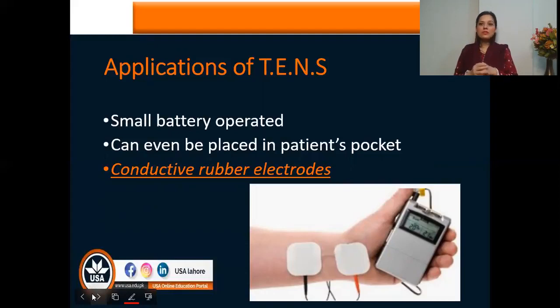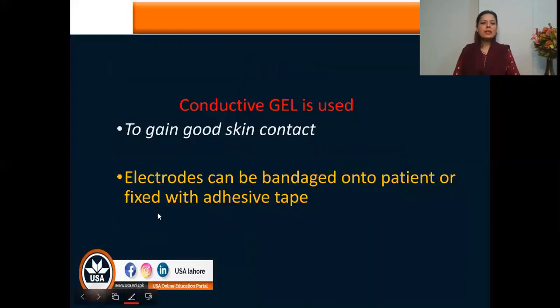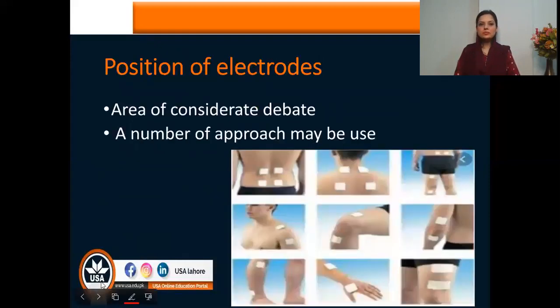Coming towards the application of transcutaneous electrical nerve stimulation, it is a small battery operated unit. You can see in the picture, it can even be placed in the patient's pocket, and it has conductive rubber electrodes, or pads, that can be adhered to the skin. The conductive gel is also present. Sometimes we apply the conductive gel in order to get better skin contact. The electrodes can also be bandaged. You can place them on the point where you want to apply, then bandage them or fix them on the patient with adhesive tape.